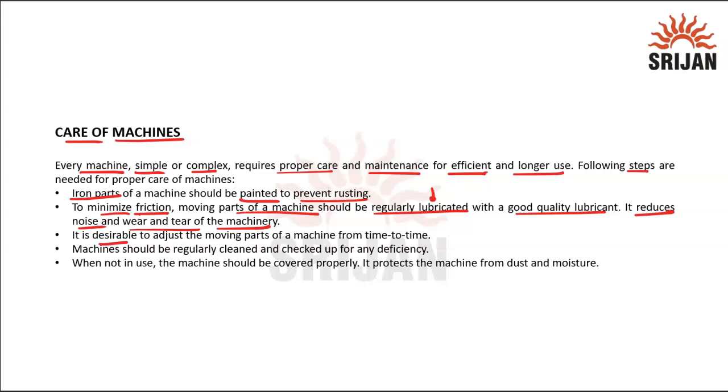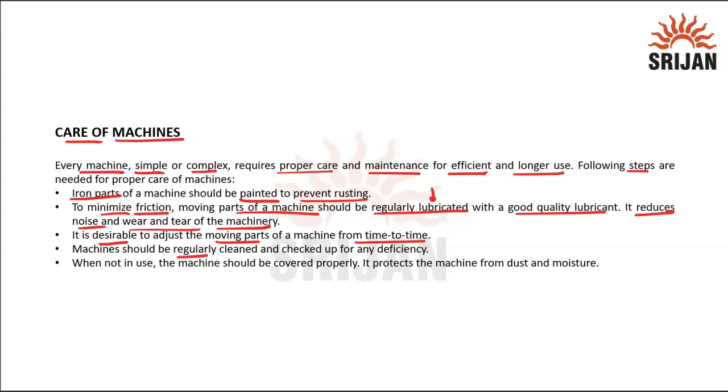It is desirable to adjust the moving parts of a machine from time to time. This is another important thing. If you just keep the machine at some place and it is not doing its work, obviously it won't work for a longer period of time, or it won't work at all. So you should use it from time to time and utilize all its functions, so that its movable parts which are supposed to move can actually do the work and function.